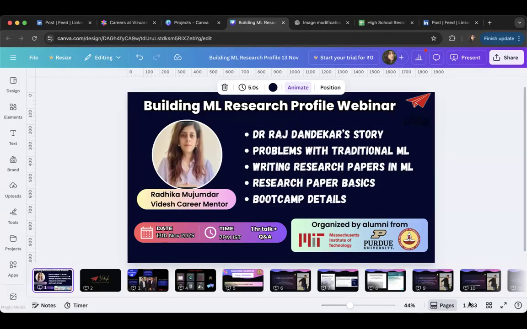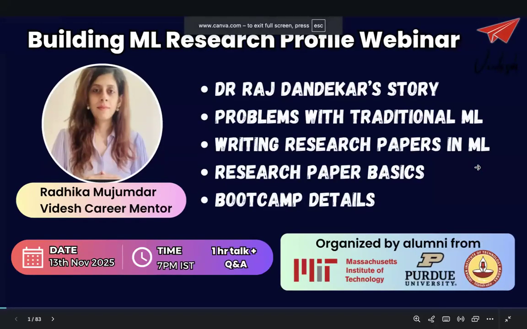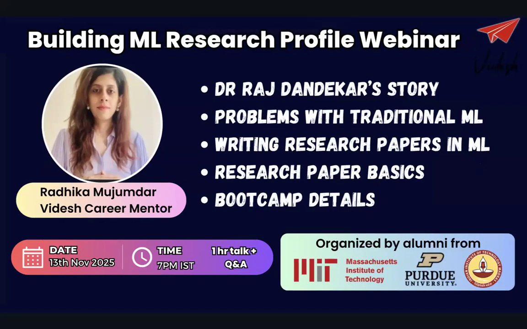So today we are going to talk about Dr. Raj Dandekar's story, problems with traditional machine learning, and writing research papers in machine learning. I'm also going to talk a little bit about why we are discussing writing research papers in machine learning and why it is important to have machine learning research in your profile. I'm also going to talk a little bit about research paper basics. If some of you are not familiar with the research paper basics, I'm just going to give you a little introduction about that. And then I'm also going to talk about some of the bootcamp details that we have.